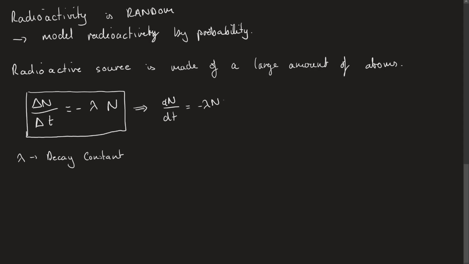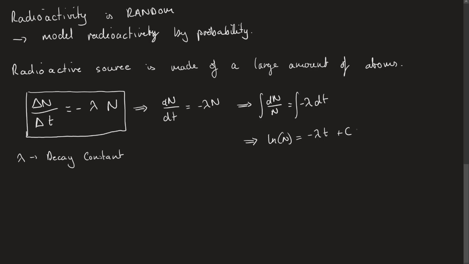Now, if I want to solve this as a differential equation, I need to get everything that's dependent on N on one side and everything that's not dependent on N, or anything that's dependent on t, on the other side. So I then rearrange and I end up with dN over N, so everything that's dependent on N, is equal to minus lambda dt, everything that's not dependent on N. Now, when I have it like this, I can integrate both sides, and when I integrate both sides, I end up with log of N is equal to minus lambda t plus some sort of constant.